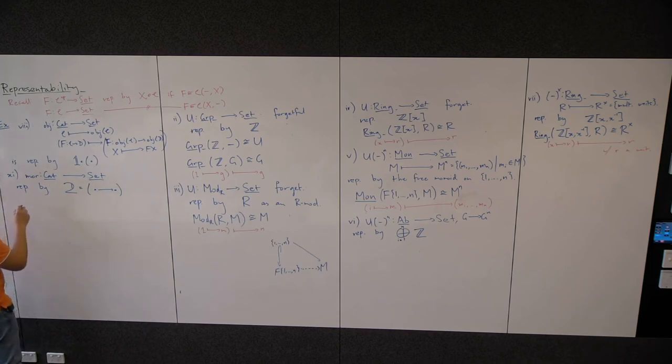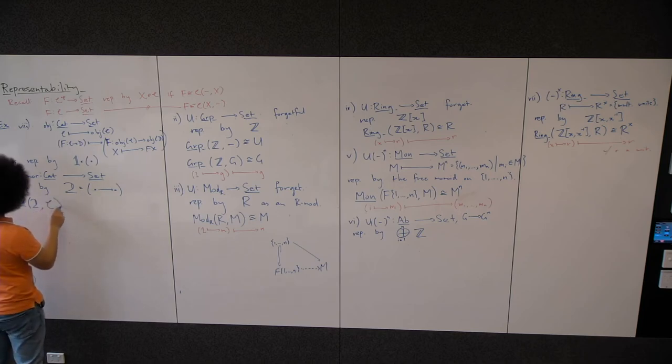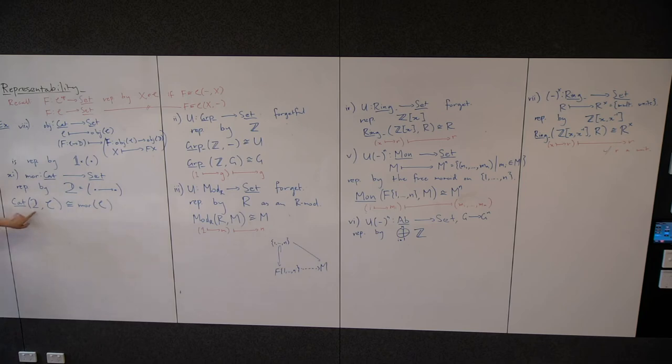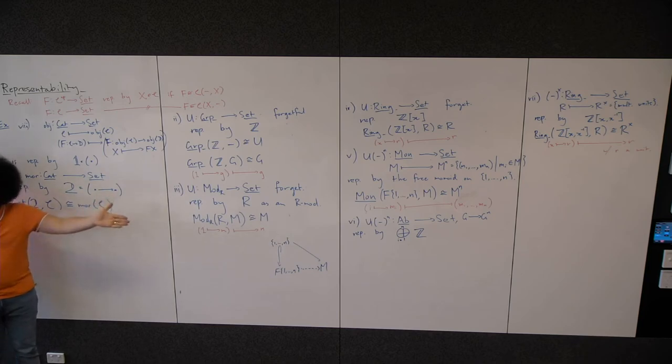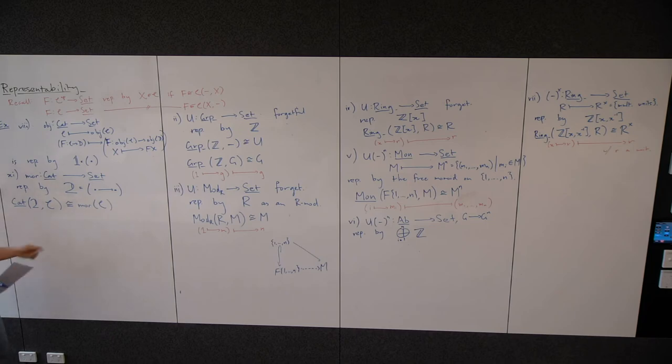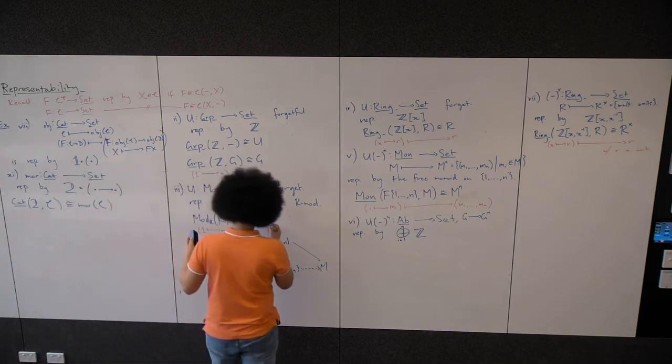Maybe I should say what's happening here. So I want to talk about how Cat from the representing object into some category C, I want this to be isomorphic to Mor(C). Picking a functor from this category into some other category precisely picks out two objects and a morphism between them. And for any morphism in here, there is precisely one functor which does that. So recall that we called this category the walking arrow.